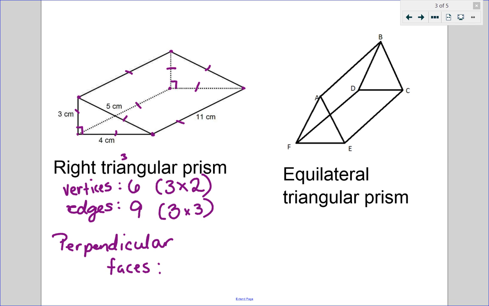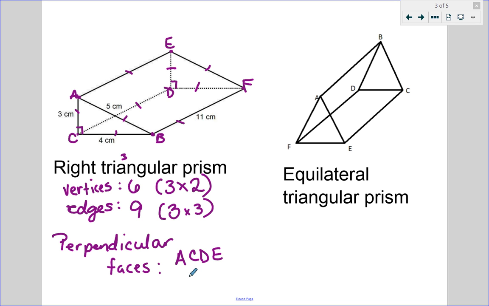So if I were to give these letters, if this is A, B, C, D, E, F, I would say that face AEDC is perpendicular to face ACB, or ABC. Okay, because this back wall is perpendicular to the floor. And that means that it has perpendicular faces.